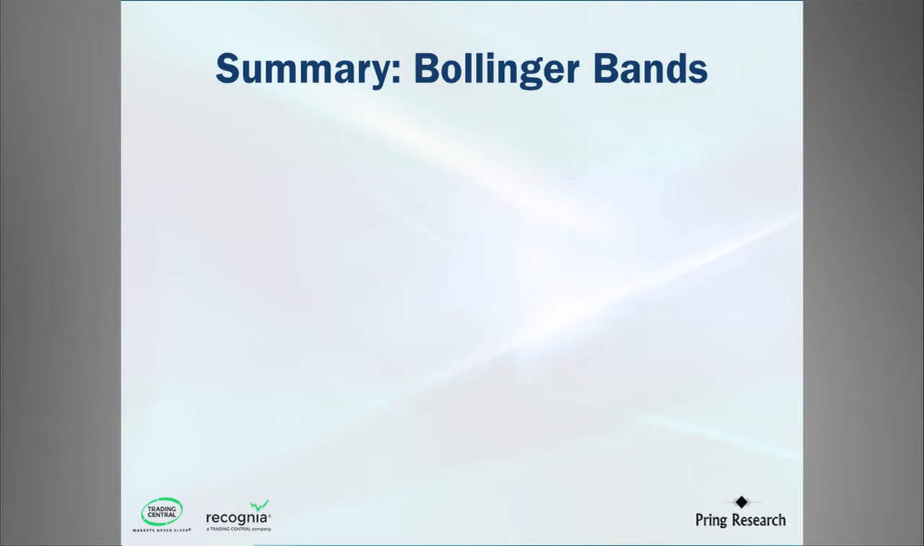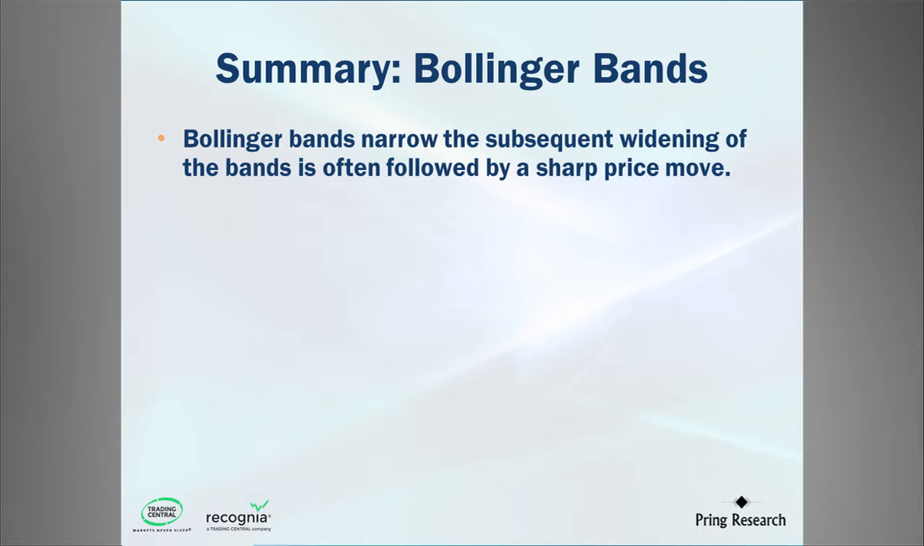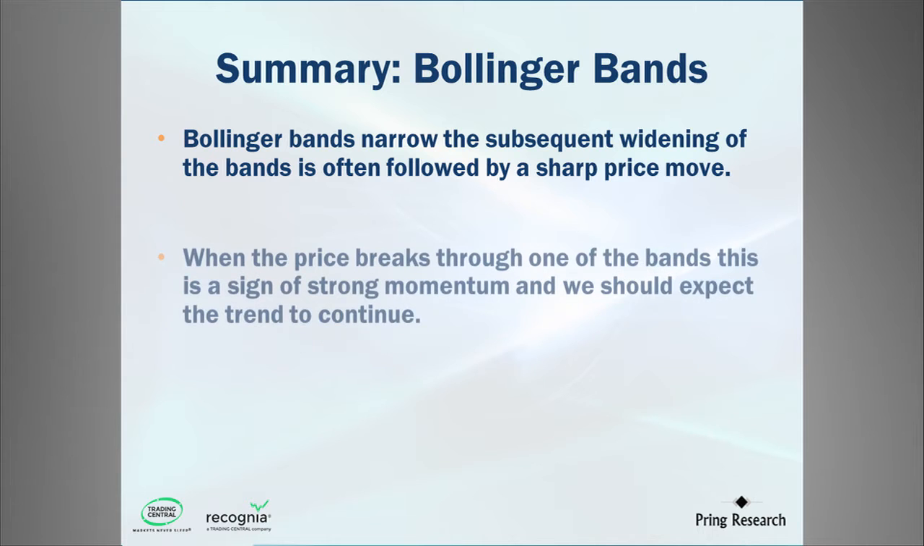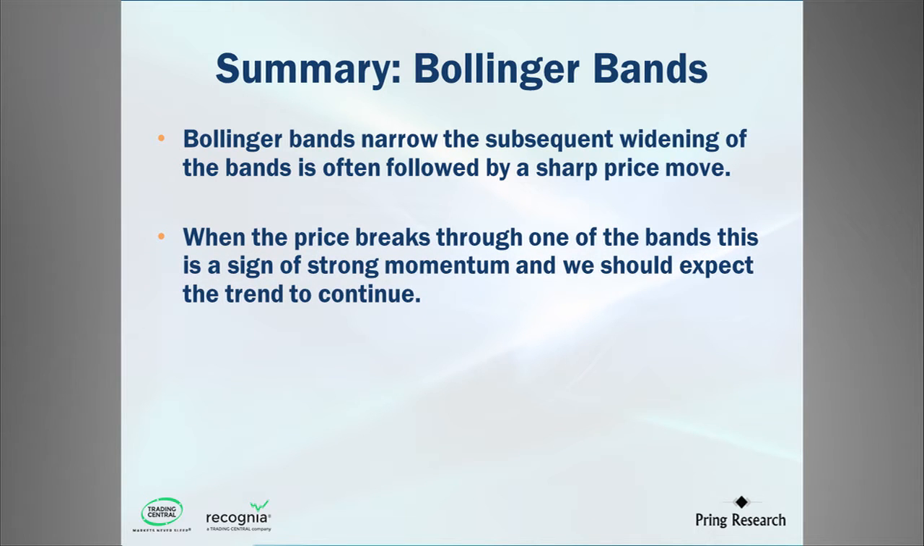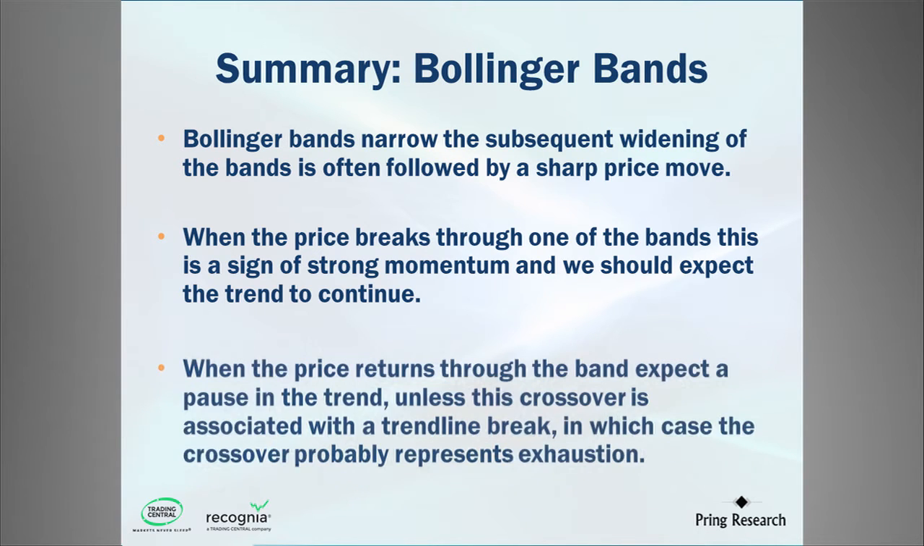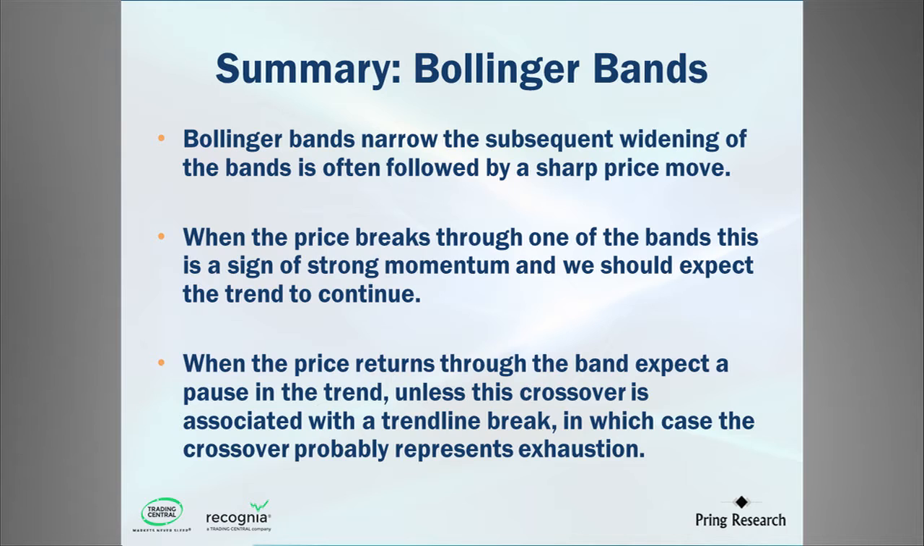Summary of Bollinger Bands. 1. When Bollinger Bands narrow, the subsequent widening of the bands is often followed by a sharp price move. 2. When the price breaks through one of the bands, this is a sign of strong momentum, and we should expect the trend to continue. And 3. When the price returns through the band, expect a pause in the trend unless this crossover is associated with a trend line break, in which case the crossover probably represents exhaustion.